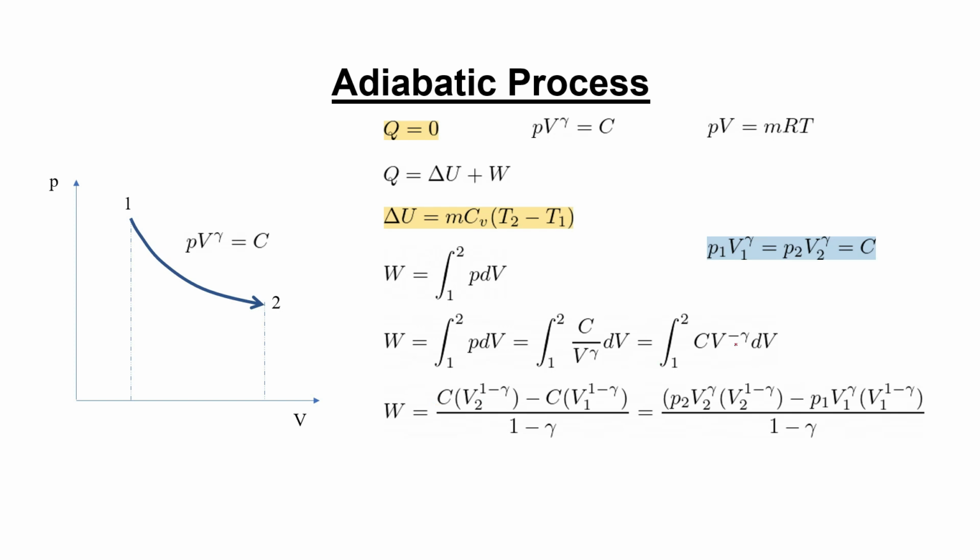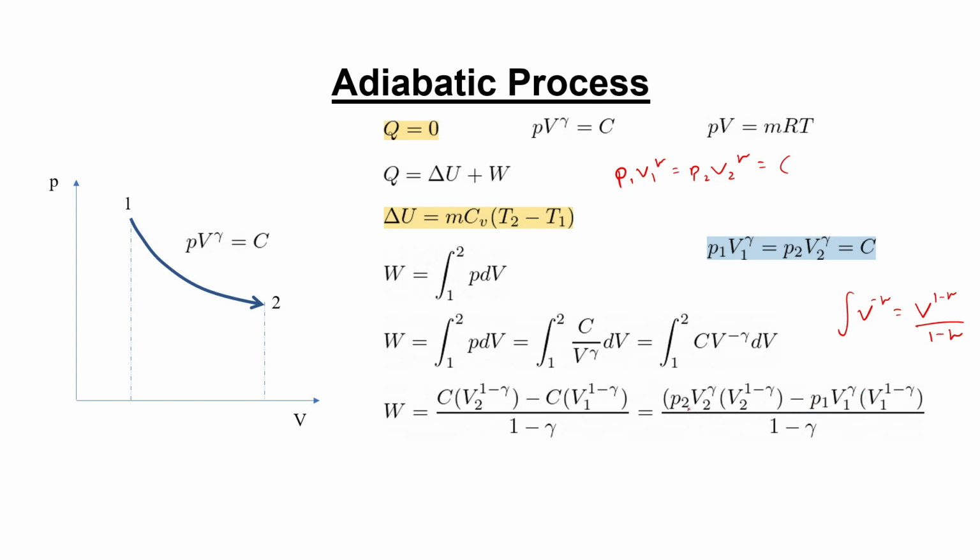The integral of V raised to minus gamma is V raised to 1 minus gamma by 1 minus gamma. So you can see that this is equal to C into V2 raised to 1 minus gamma minus C into V1 raised to 1 minus gamma, all by 1 minus gamma. And here this C, you can write P1 V1 raised to gamma is equal to P2 V2 raised to gamma is equal to C. So for this C you are substituting P2 V2 raised to gamma, and here this C is substituted as P1 V1 raised to gamma. We will see why we are using it like that.